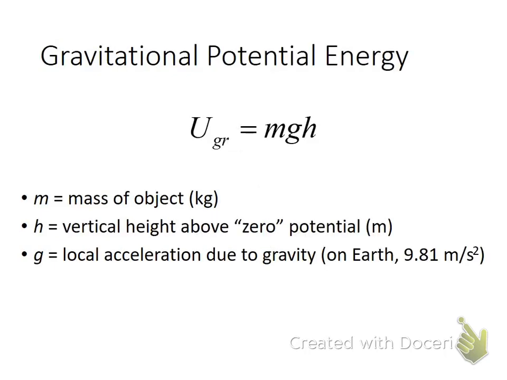The gravitational potential energy of an object at any moment in time is its mass times g, that's the acceleration due to gravity. On Earth, that's going to be 9.81 meters per second squared, multiplied by the height in meters.